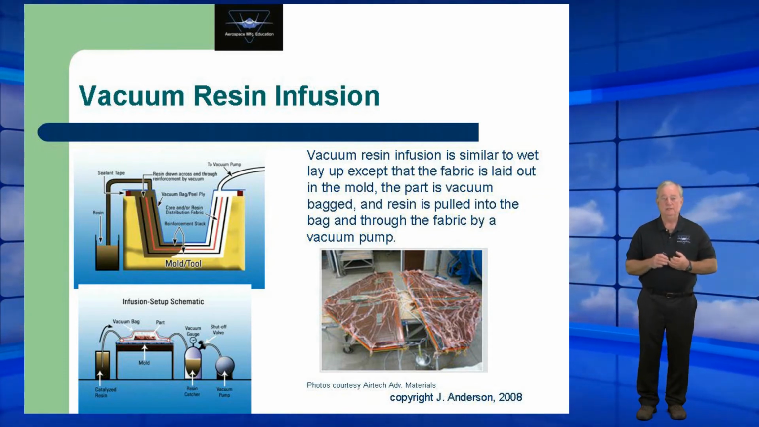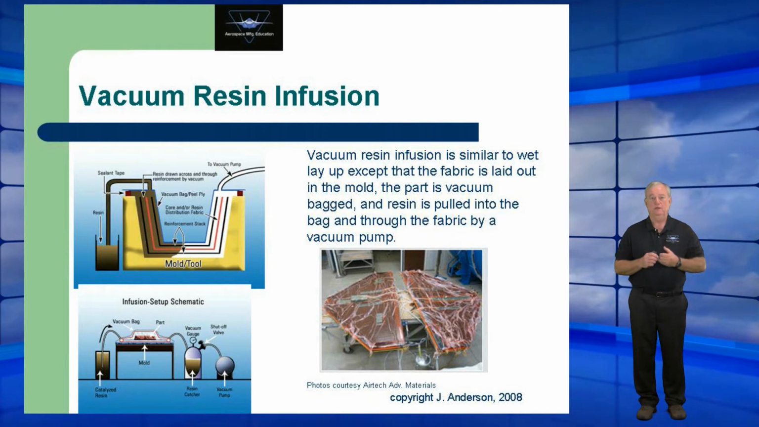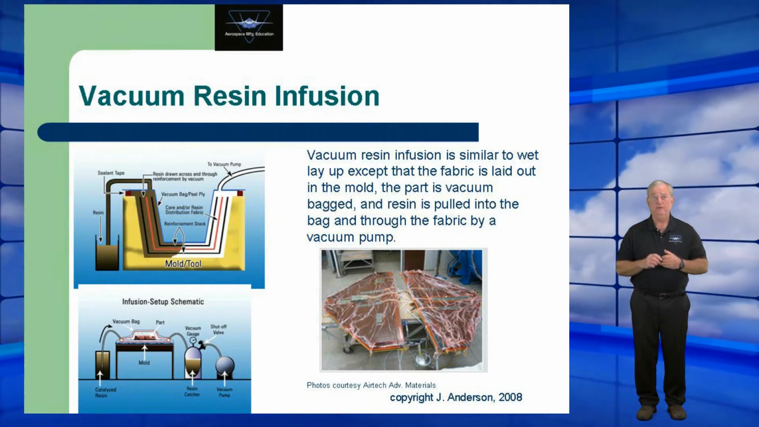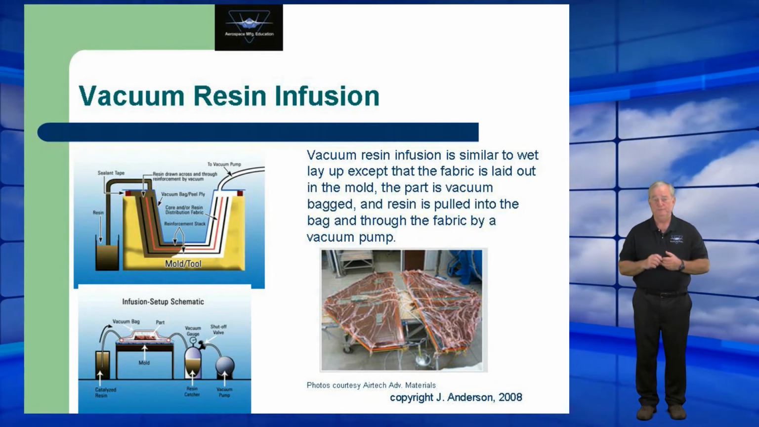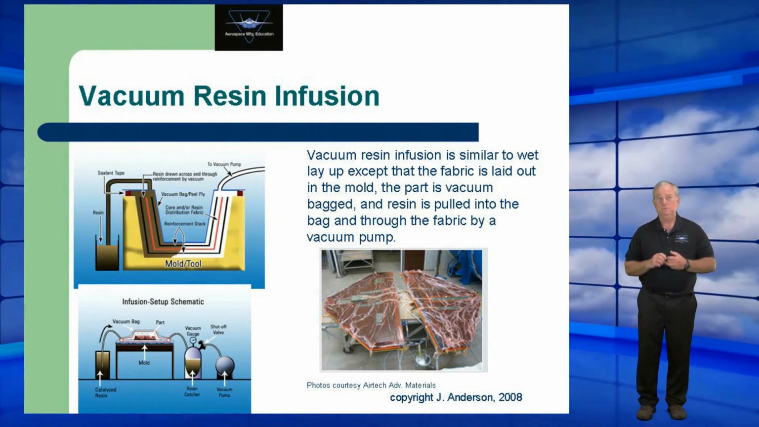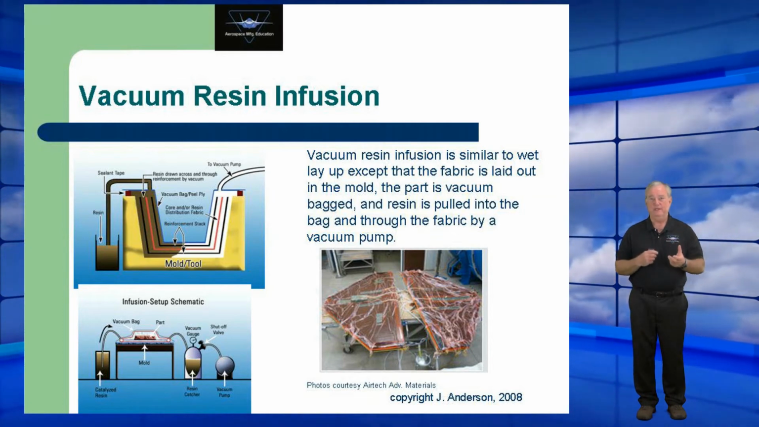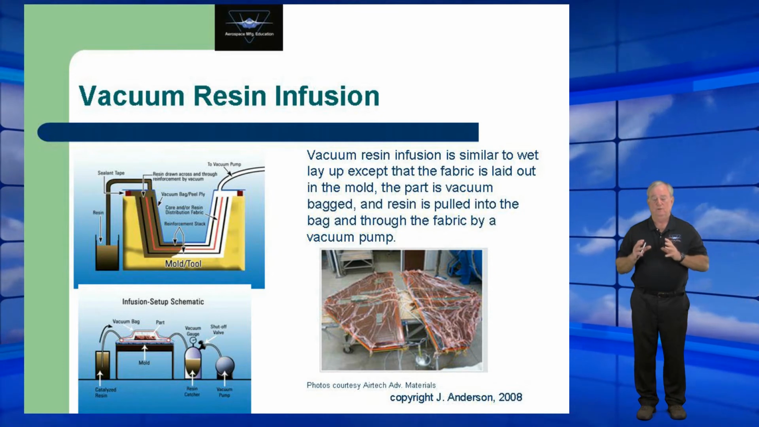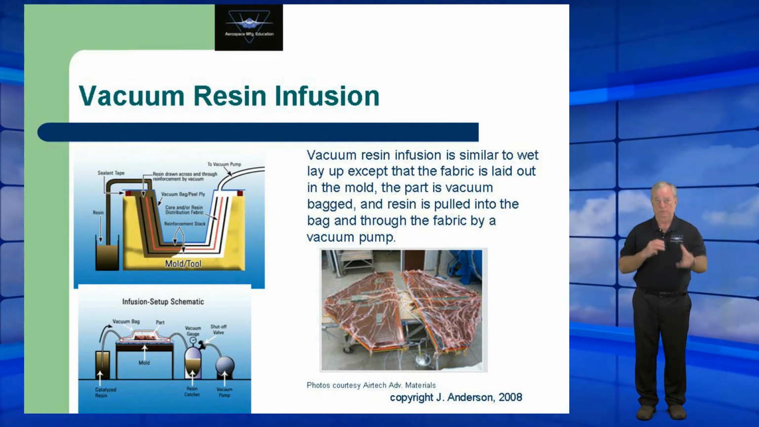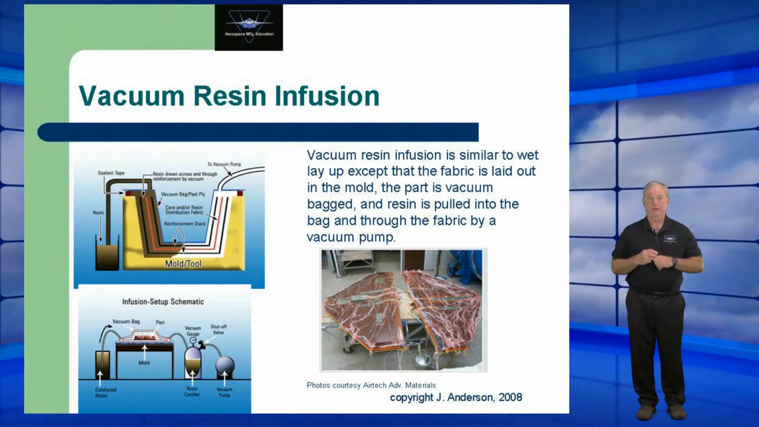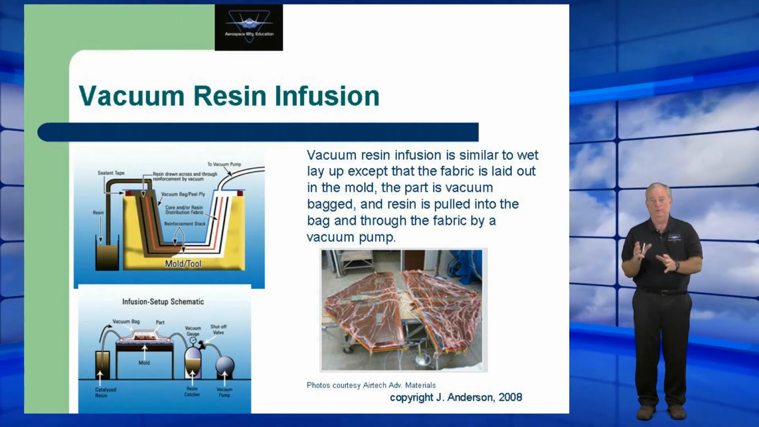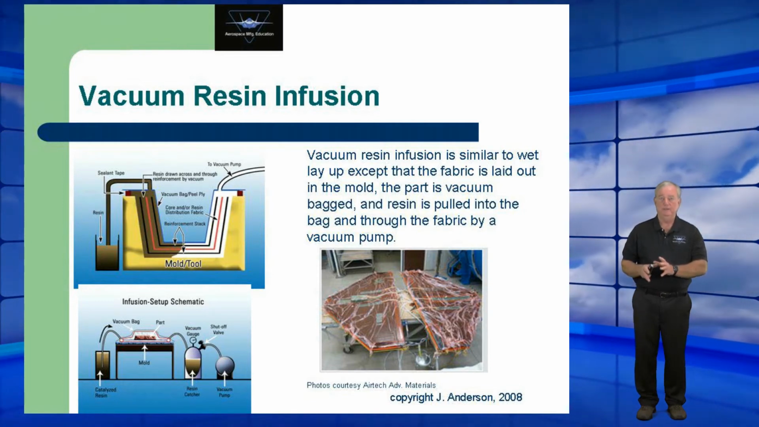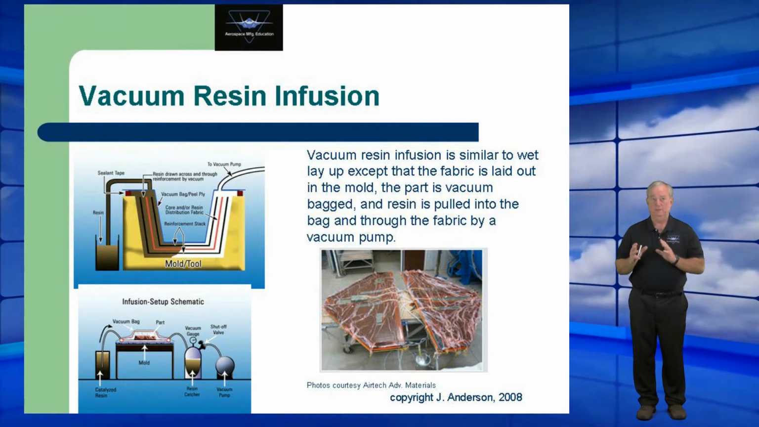So one process that's an improvement on the wet hand layup is called vacuum resin infusion. You'll see various names attached to this, but this is the basic process. We orient the fibers in the mold. We lay in the fabric, or however we're going to form those fibers so that we get our final orientation. And then we bag it up.